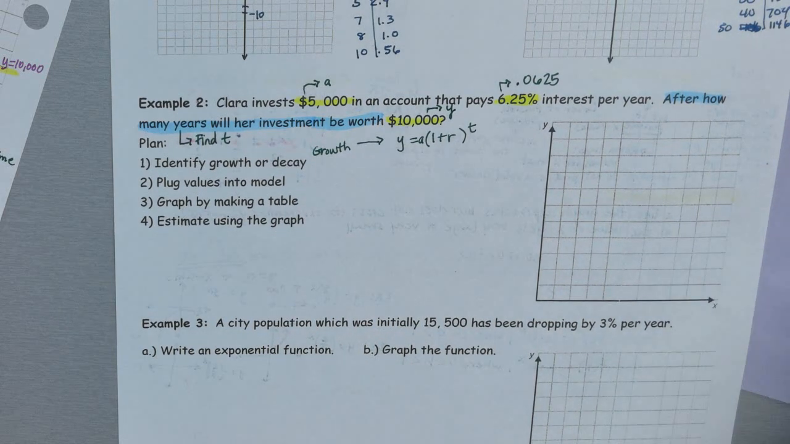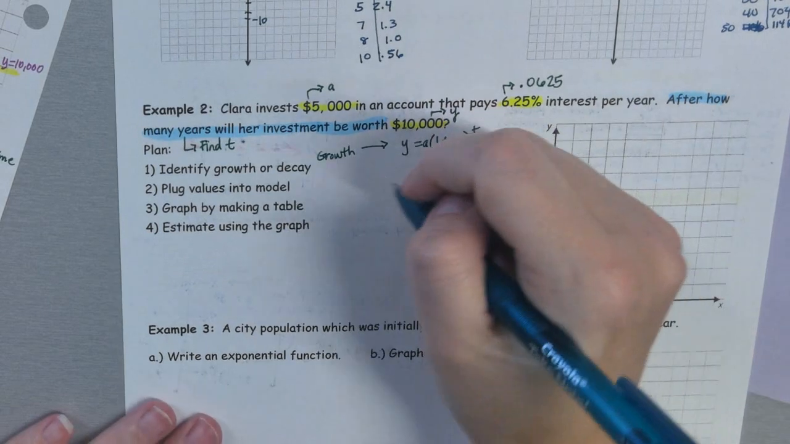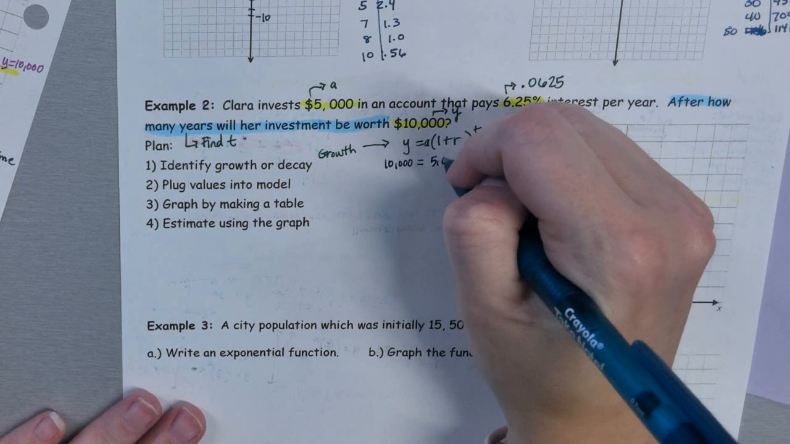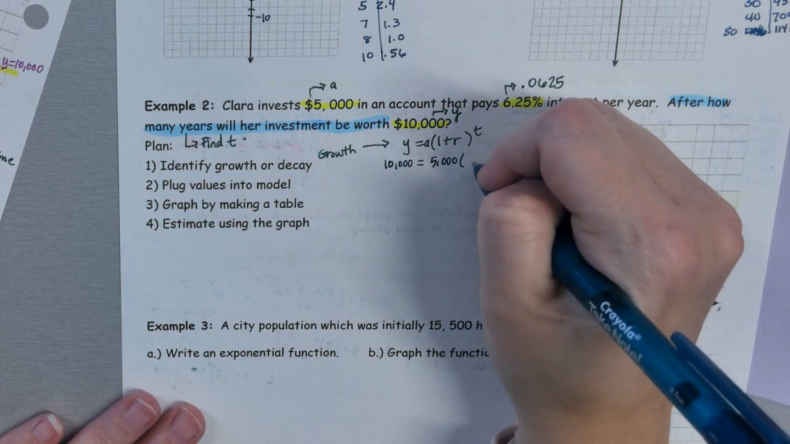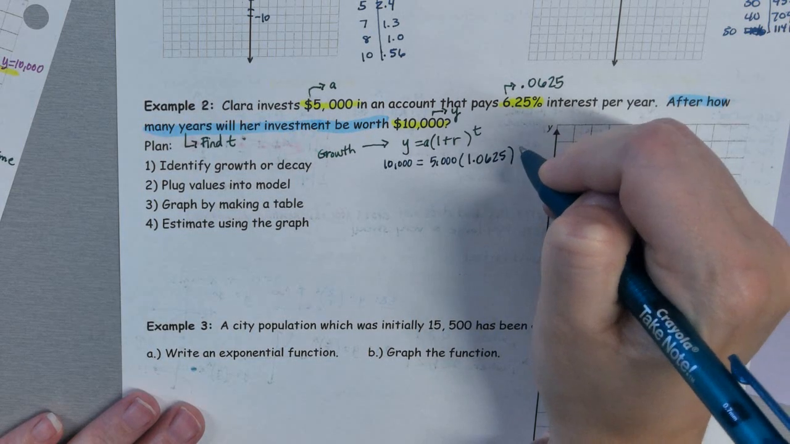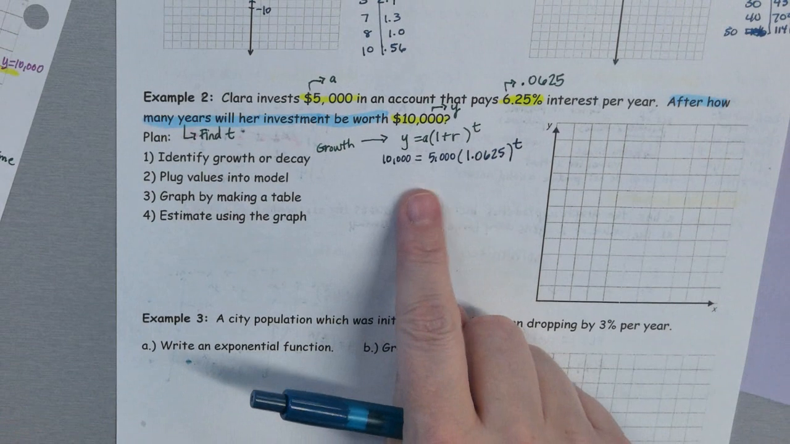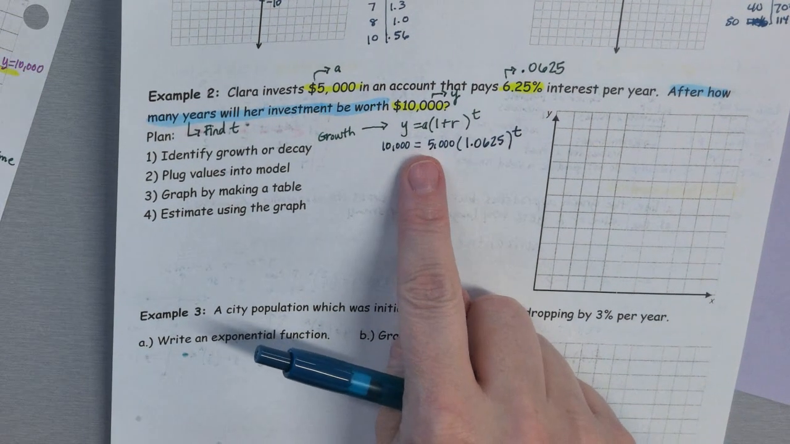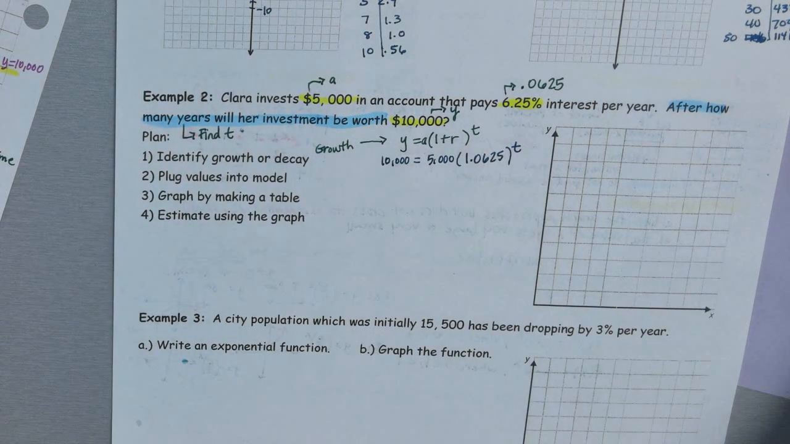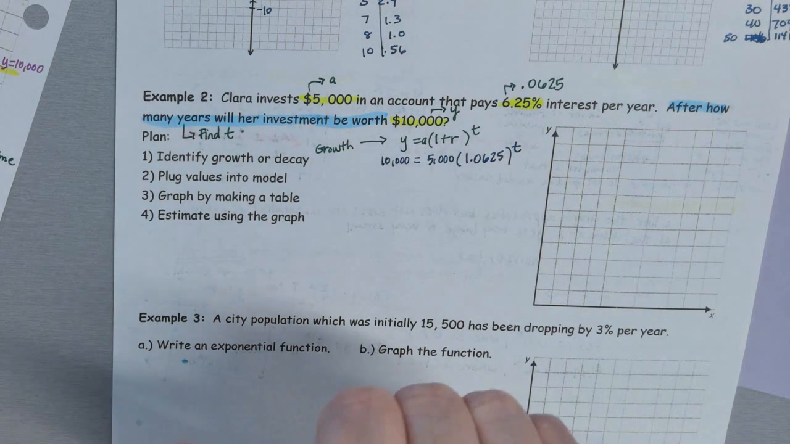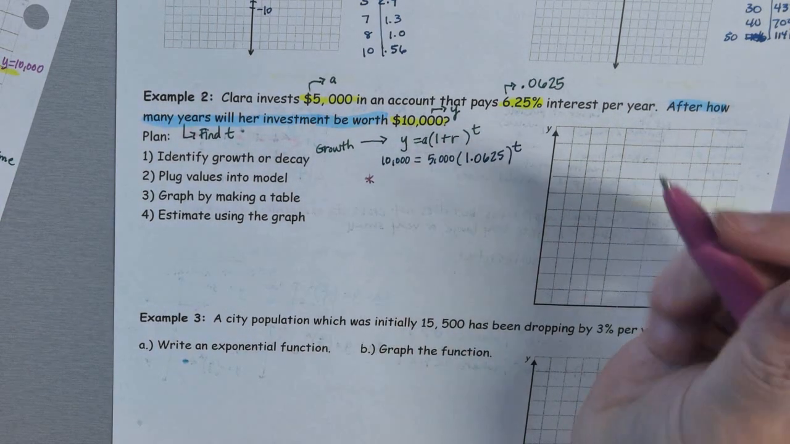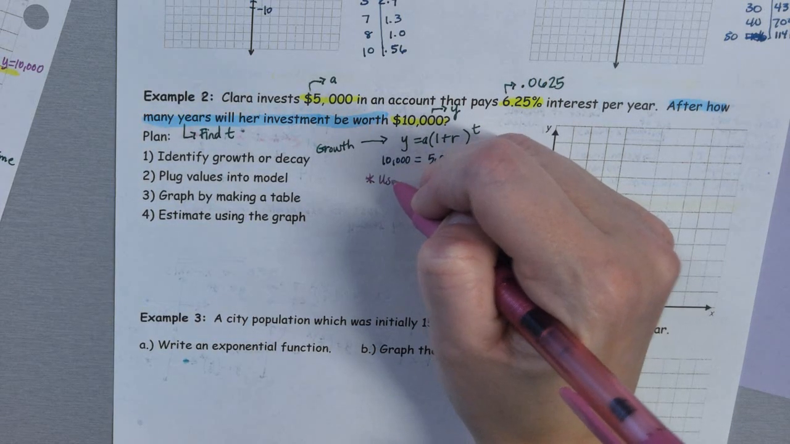So we're going to plug those values into the model, which means I would have 10,000 equals 5,000 times 1 plus your r, which is going to be 1.0625 if you were to add those together. Okay, and then usually we would try to solve this using algebra. But do we know how to solve an exponential function yet? No, we do not. That is something that we are going to learn this chapter, but we just don't know how to do that. Okay, so what we do know how to do is use the graph to solve.